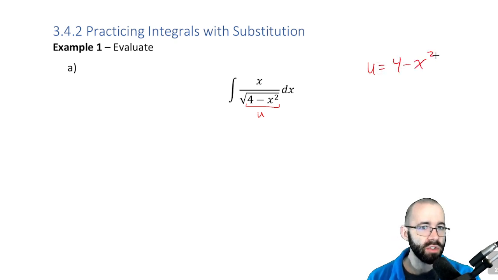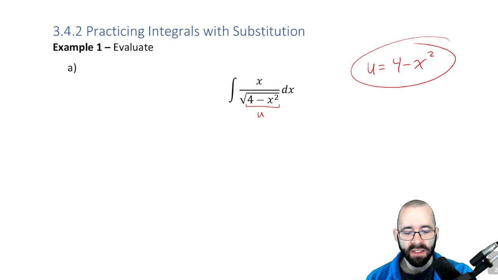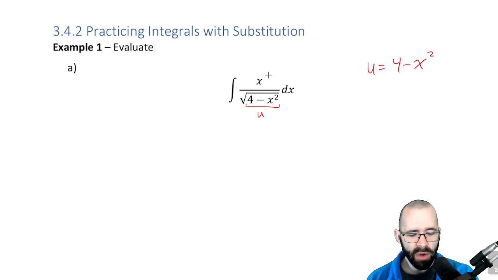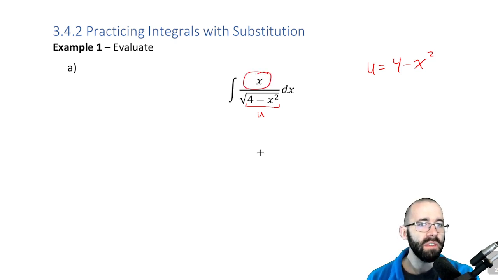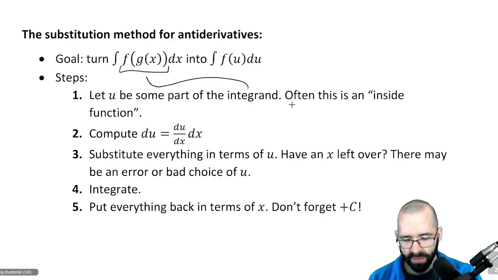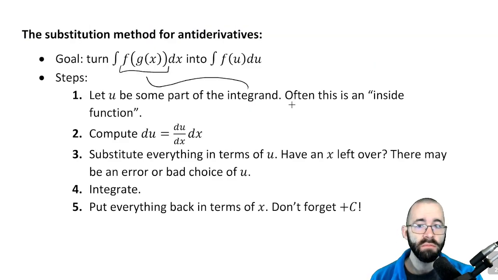It's this inside function. Another more subtle thing to look for in your choice of u is that we would really like u's derivative to be out there somewhere. And the derivative of this is negative 2x. Now, we don't have the negative 2, but we do have the x just sitting around out there. Talk more about that later too. All right, that was step 1.